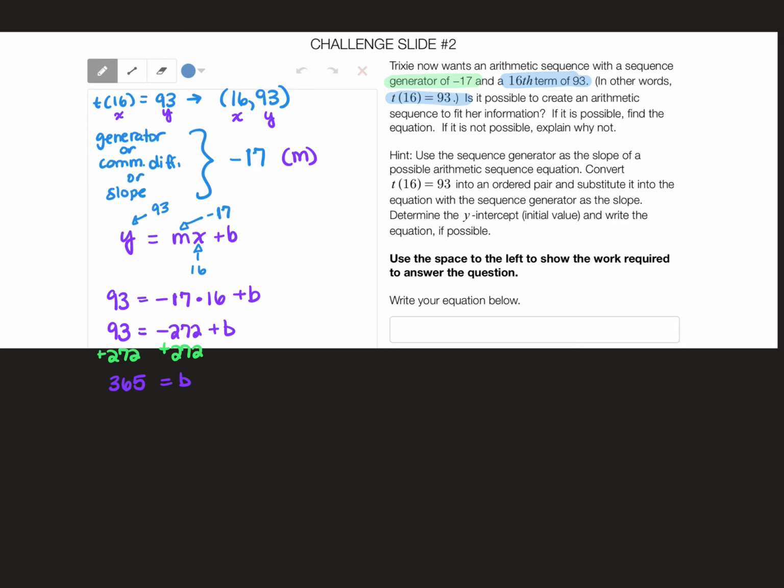So our sequence would be written as T of n equals mx plus b. So m is -17, x, and then b is 365. So then that's our equation. T of n equals -17x plus 365. Once again, please make sure you show your work.